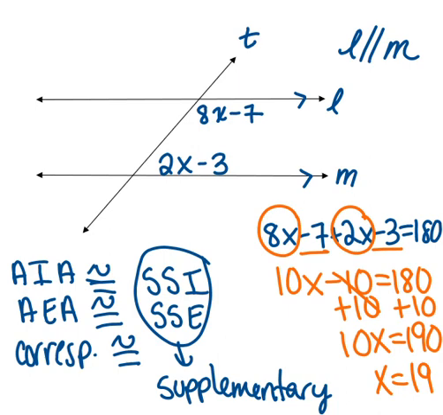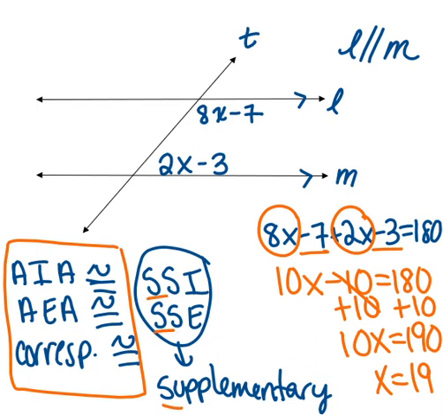So we have two things going on. If you have alternate interior, alternate exterior, and corresponding, those angles would be congruent, therefore they'd be equal. You would set the expressions equal. If it's same side interior or same side exterior, they would be supplementary. And if you notice, we'll keep the s's together. It's a good way to remember it. Same side means supplementary.